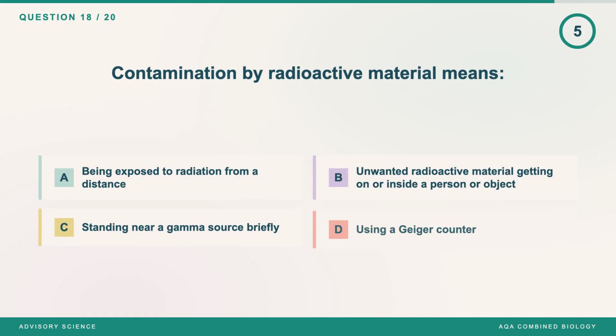Question 18. Contamination by radioactive material means. Option A, being exposed to radiation from a distance. Option B, unwanted radioactive material getting on or inside a person or object. Option C, standing near a gamma source briefly. Option D, using a Geiger counter. What is your answer?